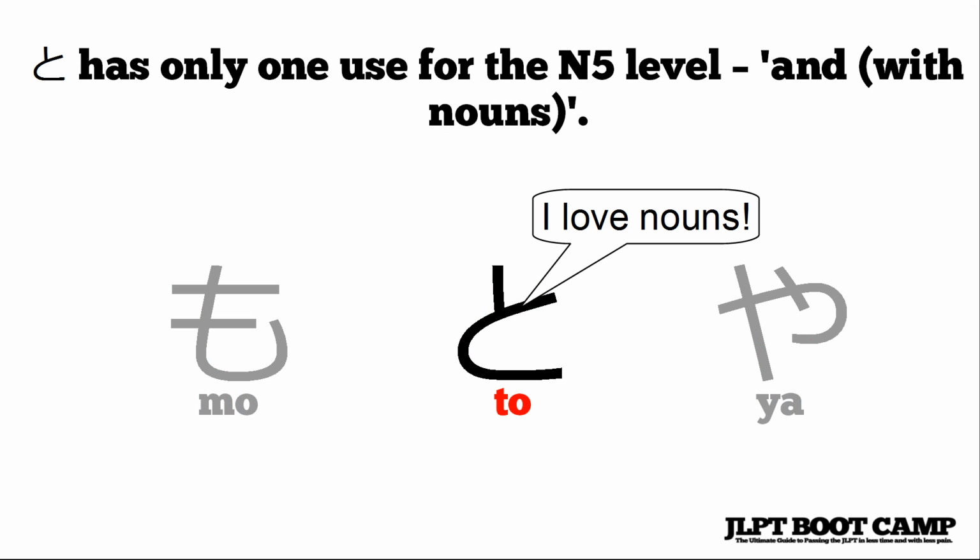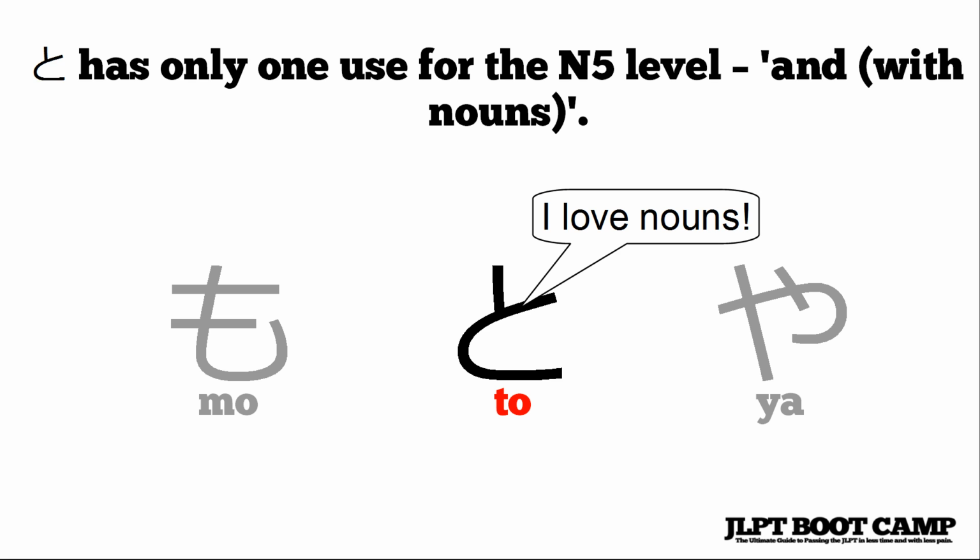All right, let's move on to the to particle. To has only one use for the N5 level. It has a couple different uses for some other levels, but at the most basic level, it has just this one use of and with nouns. That's the key here. All these particles that I'm going over today use nouns, go after nouns.